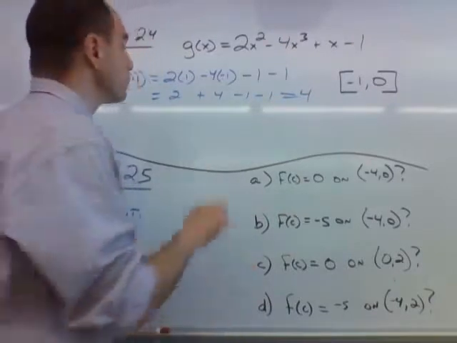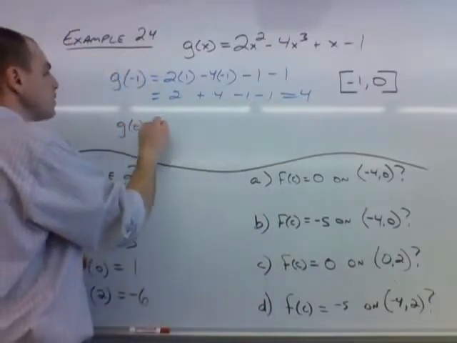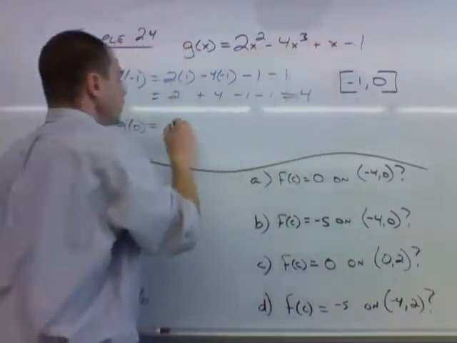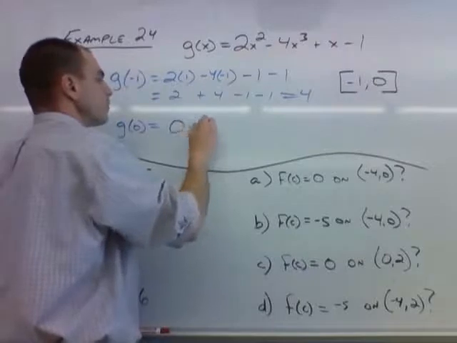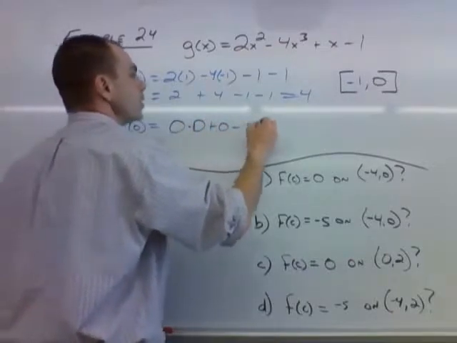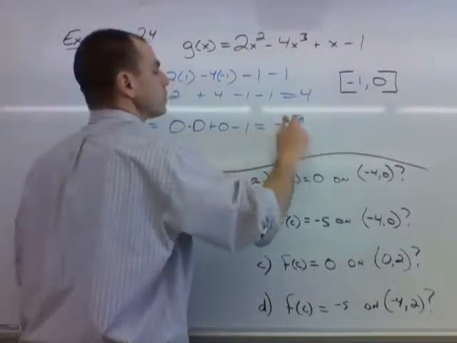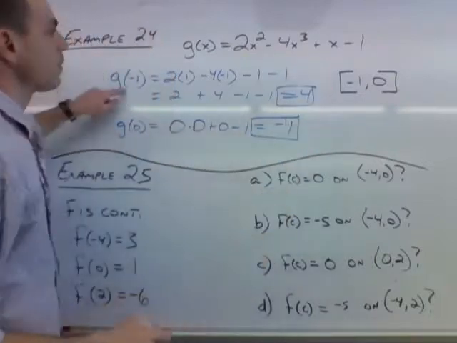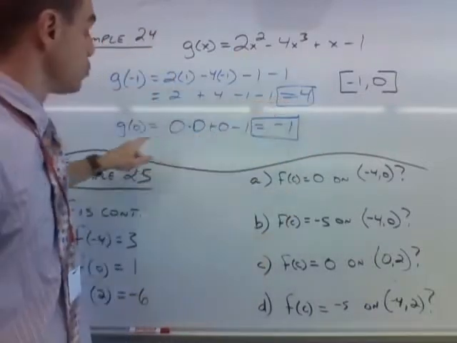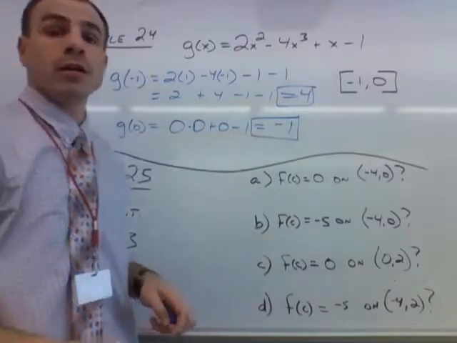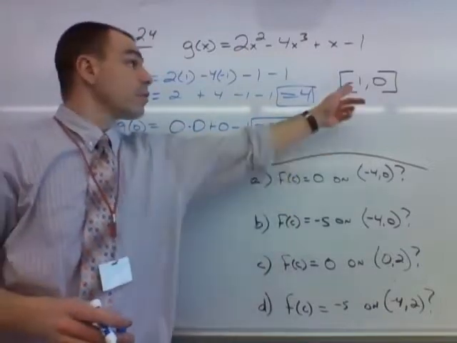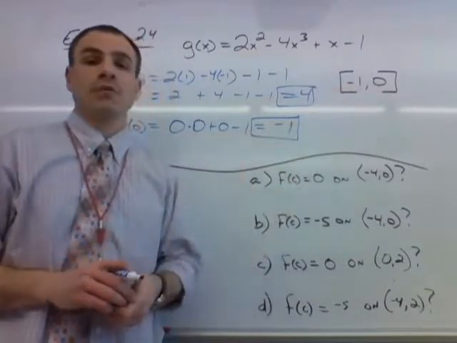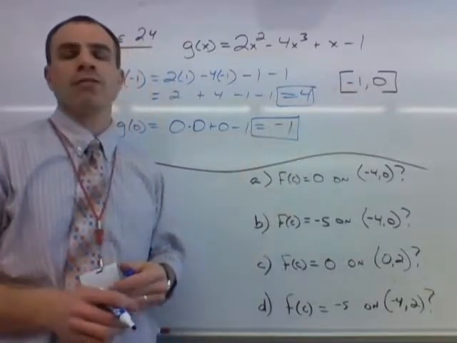What's g of 0? That's actually rather easy to compute. 0 minus 0 plus 0 minus 1. Okay, 0 plus 0 minus 1. That's -1 right there. Okay, so look what happened. g of -1 is 4. g of 0 is -1. g started the interval positive, but finished the interval negative. It had to have been equal to 0 at some point in between -1 and 0.